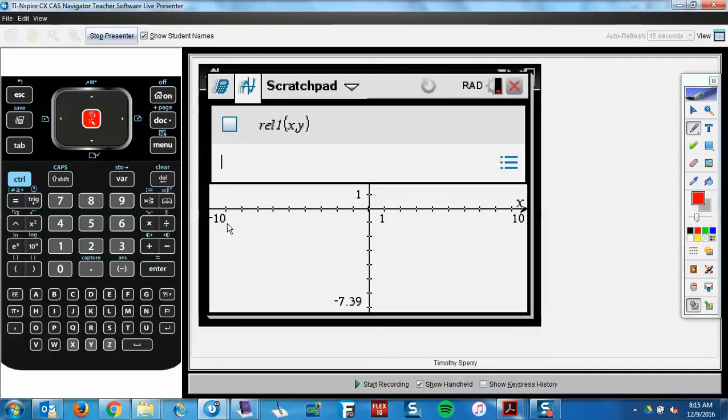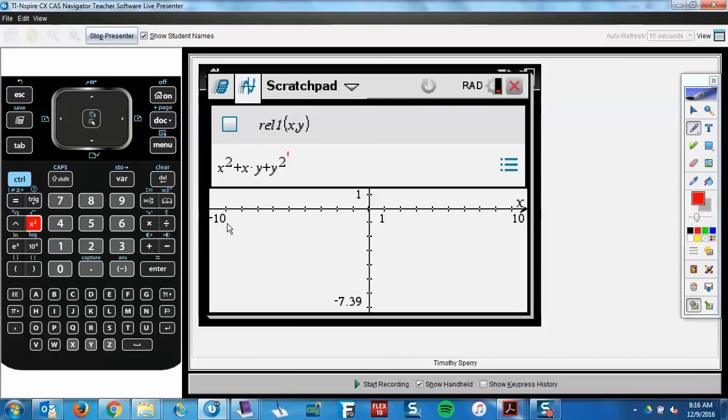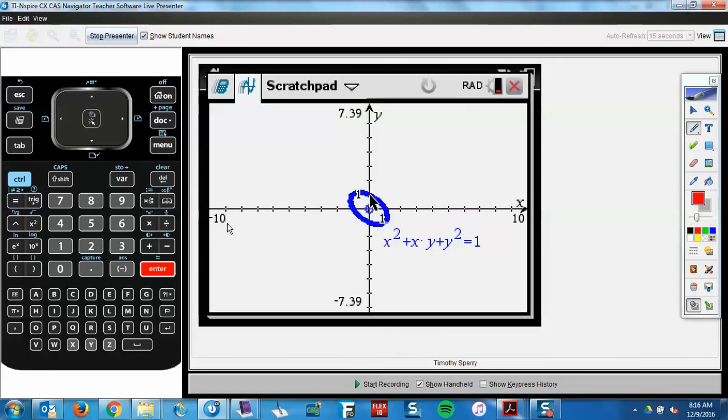So type this in here. Type in x squared plus xy. Good job. See, I said xy, but he typed x times y. That's good because you can't just type xy. Equals 1, and then hit enter, and then it'll do that ellipse for you.